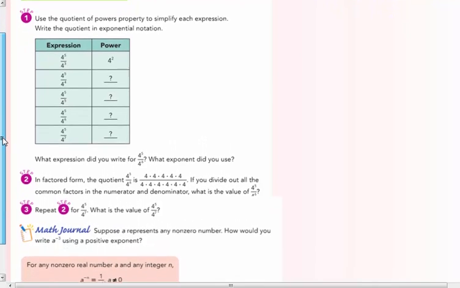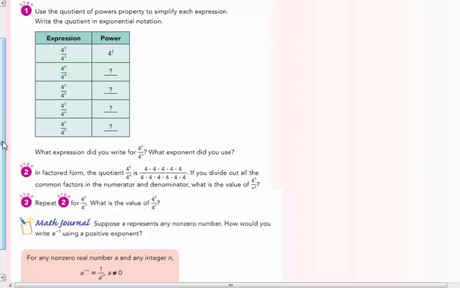So yes, I would like you to copy this table into your notes, into your spiral, and it says 4 to the 5th over 4 cubed, keep the base, subtract the exponents, I'd get 4 to the 2nd. 4 to the 5th over 4 to the 4th, keep the base 4, and subtract the exponents, I'd get 4 to the 1st, which equals 4. 4 to the 5th over 4 to the 5th, keep the base, subtract the exponents, 5 take away 5, I'd get 4 to the 0. Well, that equals 1.